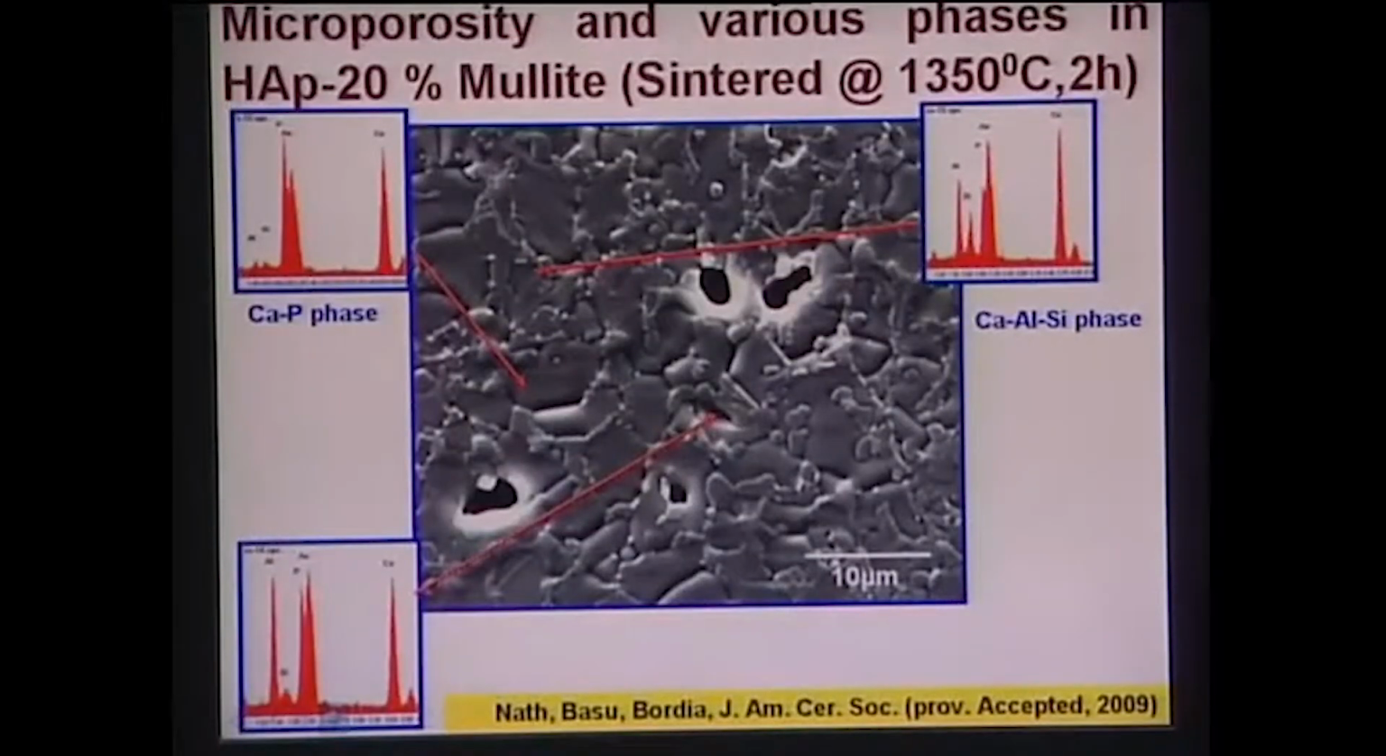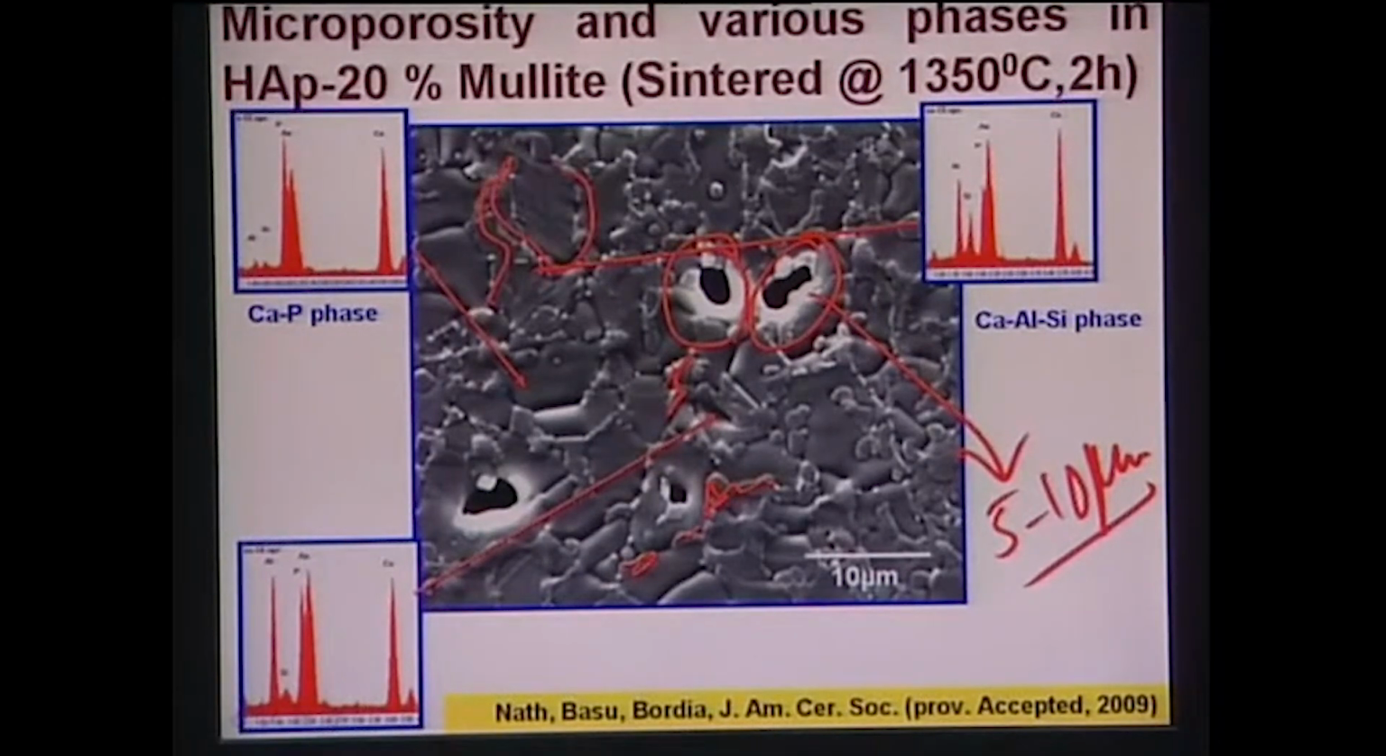Now, typical SEM image essentially tells you that you have a microporosity in the structure, and this porosity is roughly 5 to 10 micron in size. Okay? And this microporosity is also associated with certain grain boundary phase, and most likely it is this calcium aluminosilicate phase which is formed along this grain. So, this is your tricalcium phosphate or hydroxyapatite grains.